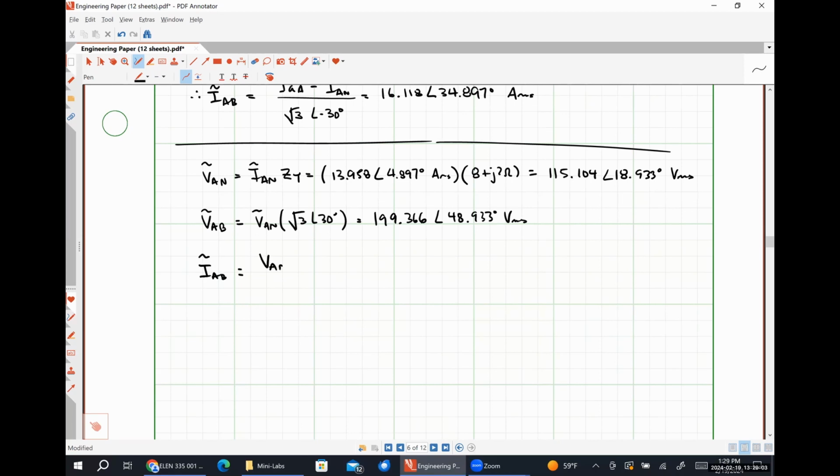199.366 with an angle of 48.933 degrees volts RMS. IAB would just be VAB over Z delta. So that's 199.366 angle 48.933 degrees volts RMS over, if I'm not mistaken, 12 plus J3 ohms.